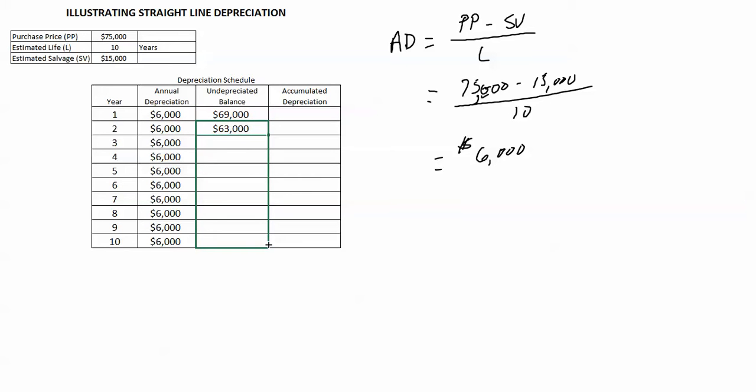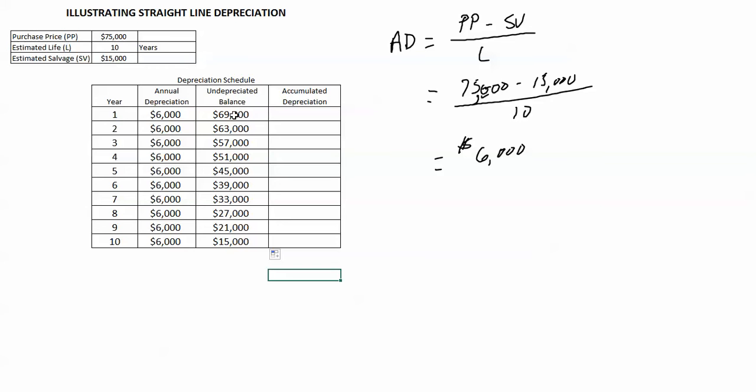Now you should know at this point when I release the mouse that the undepreciated balance in year 10 will be the salvage value. And that same salvage value stays forever as long as you would actually retain or keep this asset. That salvage value is never to be depreciated. It simply sits there as 15,000.